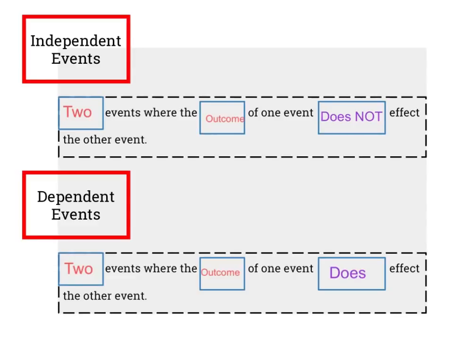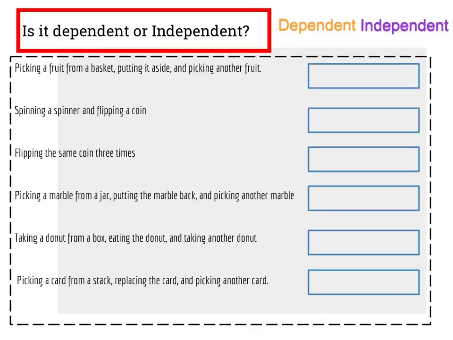So let's talk about how we figure those out. Now we're going to start by determining if something is either dependent or independent. And again, we're going to remember, if the thing is not affected, then we know it's independent. But if it is affected, that is dependent probability. So the first one says we're going to pick fruit from a basket, putting it aside and picking another fruit. Well, when we do this, we've changed the amount of fruit in the basket, so therefore it becomes dependent because we've changed the second outcome.